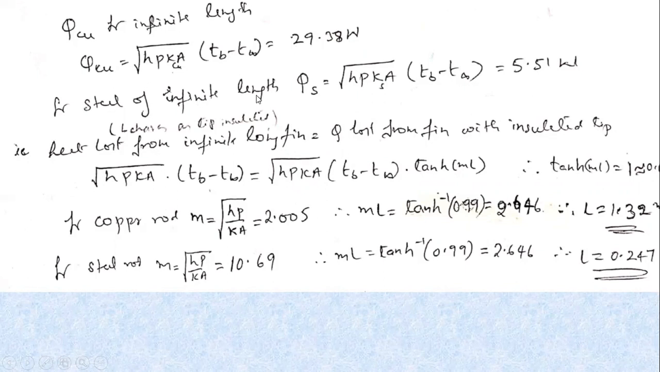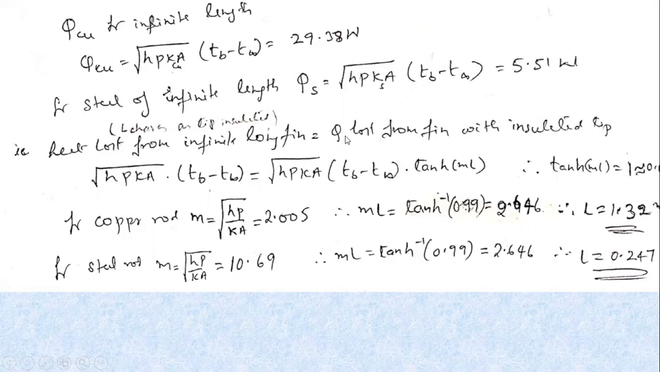Now, again for the infinite length rod, Q_s, that means for the steel, square root of hPkA into TB minus T infinity. So the only difference between these two Q, that is the rate of heat transfer through the copper and the steel, is with k. The k value is different for copper and the k value is different for steel. So for steel, we get the heat dissipation as 5.51 watts.